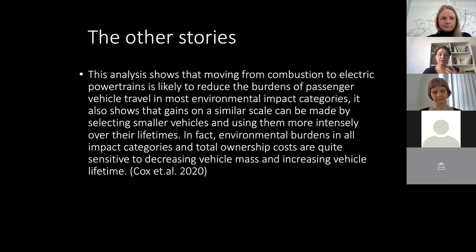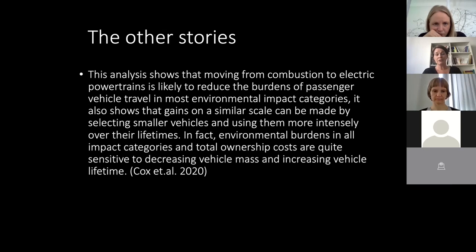And basically, there is also analysis that shows that moving away from combustion to electric powertrains is likely to reduce the burden of passenger vehicle travel in most environmental impact categories. It also shows that gains on a similar scale can be made by selecting smaller vehicles and using them more intensively over their lifetime. In fact, environmental burdens in all impact categories and total ownership costs are quite sensitive to decreasing vehicle mass and increasing vehicle lifetime.